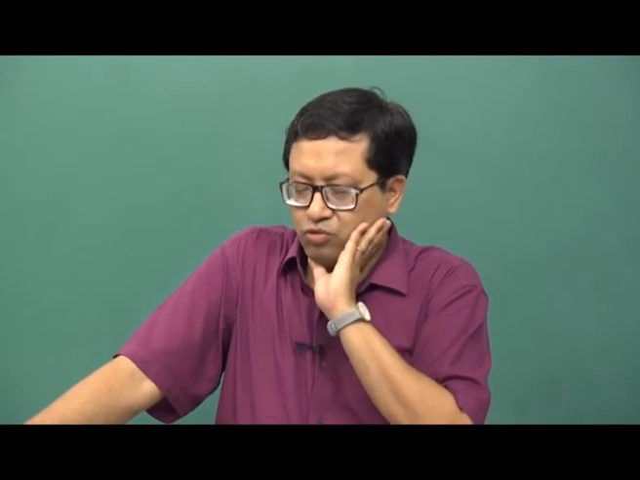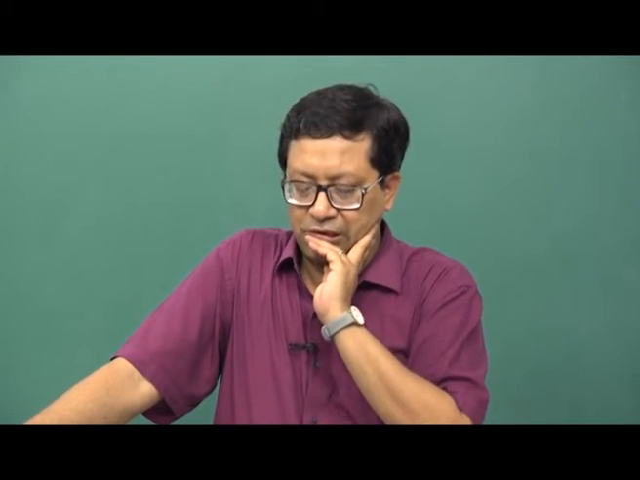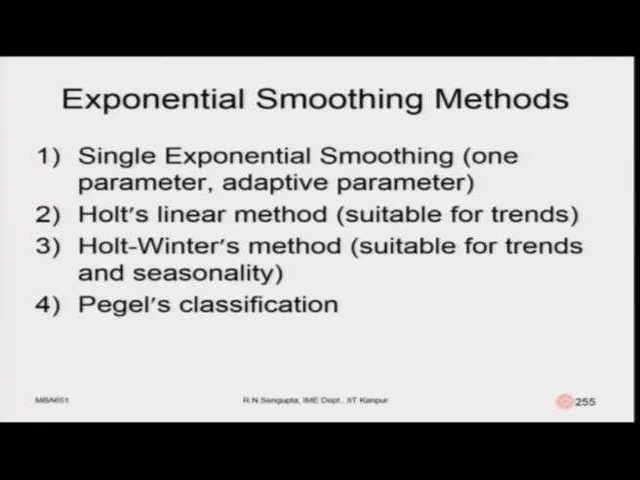So, exponential smoothing, a one parameter adaptive method, is one method we will consider. Then Holt's linear method, which is suitable for trends, and the Holt-Winters method, which is suitable for trends and seasonality, and Pegels' classifications, which we will also consider in some detail later on.